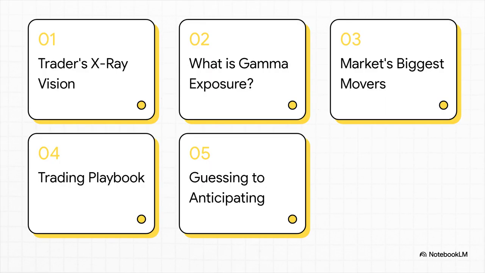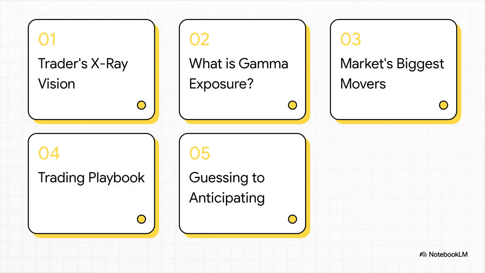So here's our game plan. First, we'll talk about getting what I call trader's X-ray vision. Then we'll nail down exactly what gamma exposure is and who the market's biggest movers are. After that, and this is the good part, we're going to build a step-by-step trading playbook. And finally, we'll see how this all helps you go from just guessing to actually anticipating.